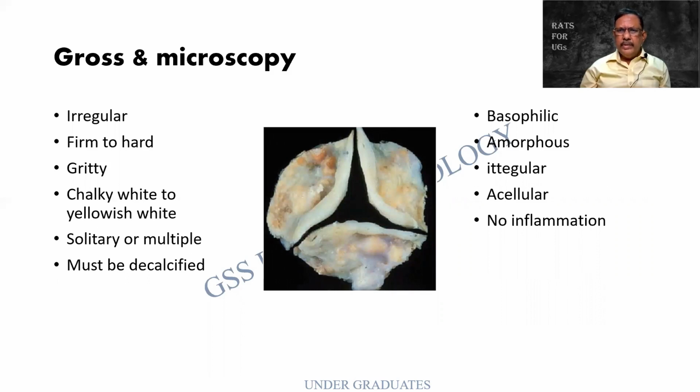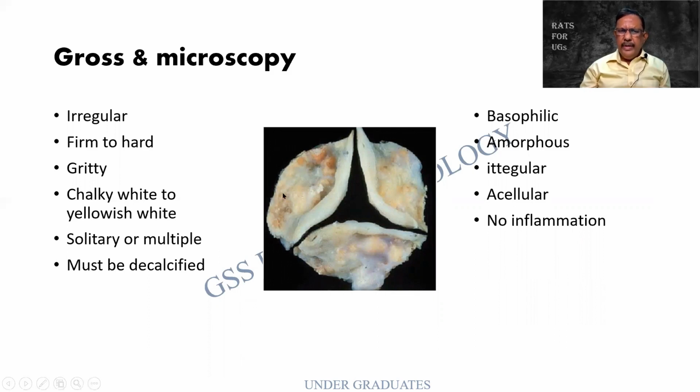Even in your clinical surgery, there are only two substances which are hard. One will be the tooth, the other is bone. Even if another lesion is firm, you cannot call it hard. But in this case, it has become solidified and hardened because of calcium. Firm to hard in consistency. Gritty like a chalk. It has got that kind of a consistency, but not easy to break. Chalky white or yellowish white.